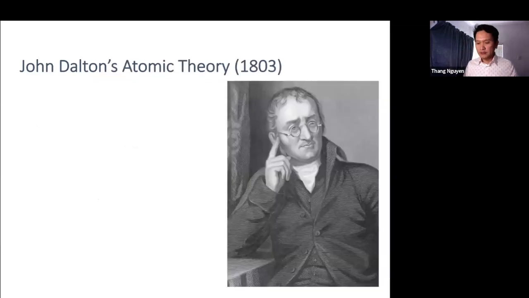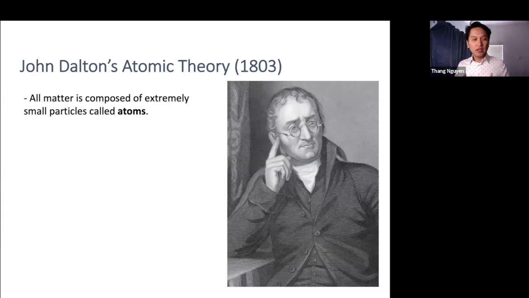From these two ideas, John Dalton proposed his atomic theory. This was his paper published in 1803. I'll highlight some of the important parts of his theory. The first is that all matter is composed of extremely small particles called atoms. He's hearkening back to this idea proposed by the Greeks 2,000 years earlier about something very tiny and small that's indivisible, called atomos. So he calls it the atoms.